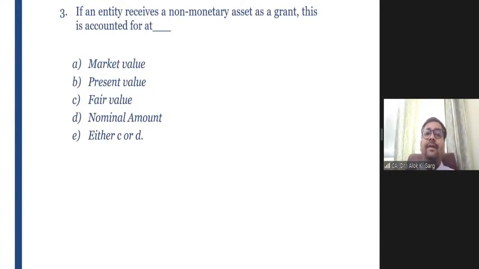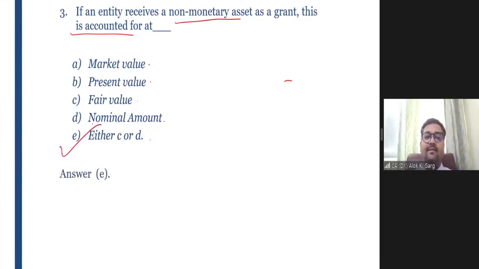Question number 3. If an entity receives a non-monetary asset as a grant, this is accounted for at market value, present value, fair value, nominal amount, or either at fair value or at a nominal amount. What is the right answer? Non-monetary assets are either accounted for at fair value or nominal value. Yes, E is the right answer.